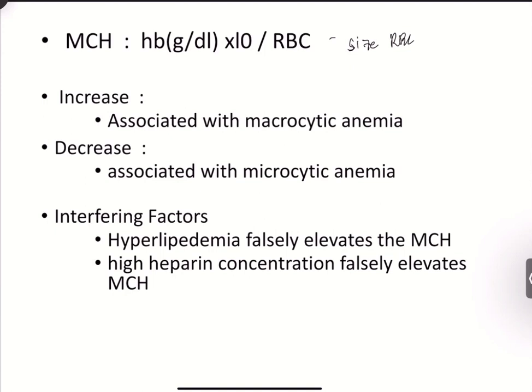Factors that can interfere or falsely elevate your MCHC is hyperlipidemia. When your lipids are too high in the blood, this can cause increased MCHC levels, especially in automated techniques. Also, high heparin content can also elevate MCHC. That's why the preferred anticoagulant for these RBC indices is ethylenediaminetetraacetic acid, or EDTA.